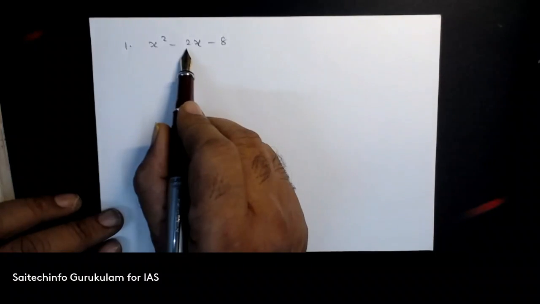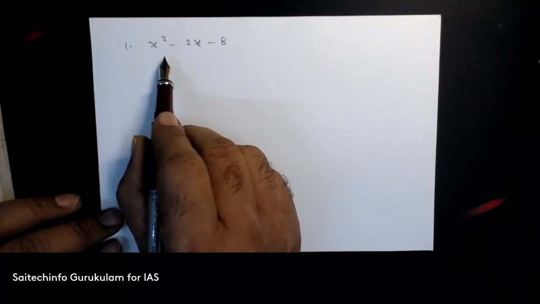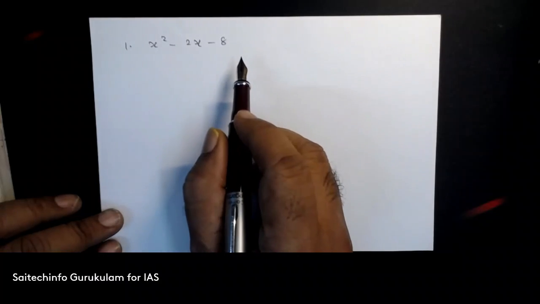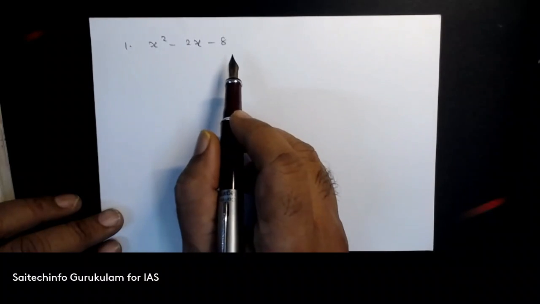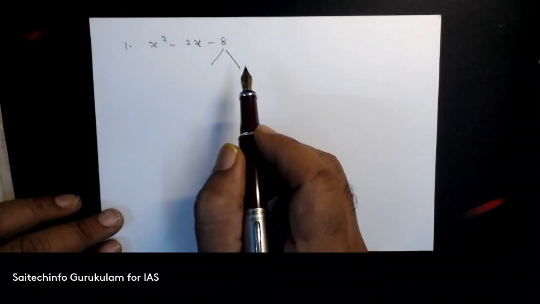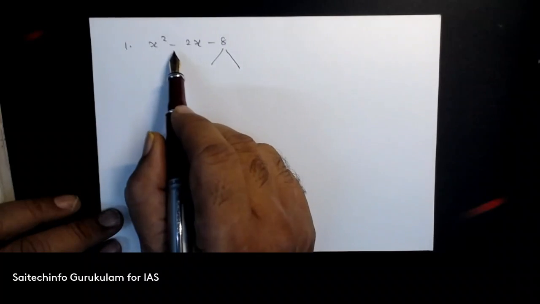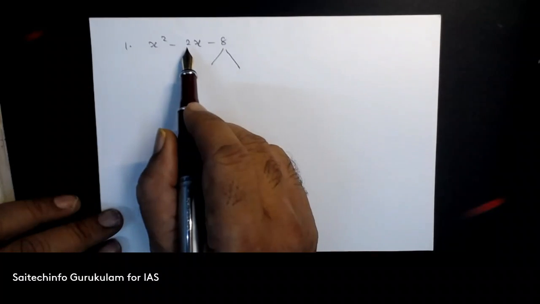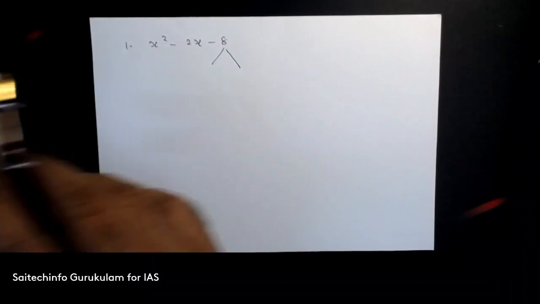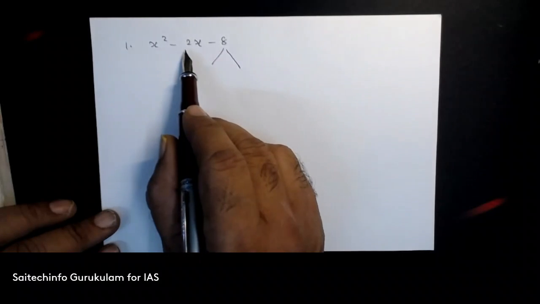x squared minus 2x minus 8. So we have to find the zeros of this quadratic polynomial by splitting the middle term. So you can split this 8 into two factors, so that on multiplication you should get minus 8, and on adding you should get minus 2.